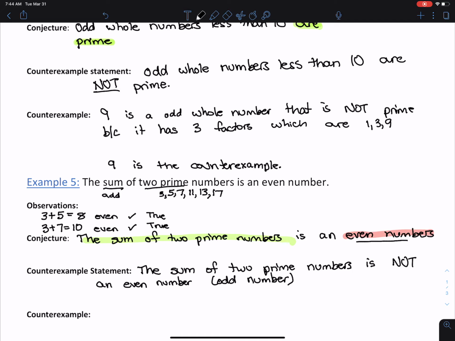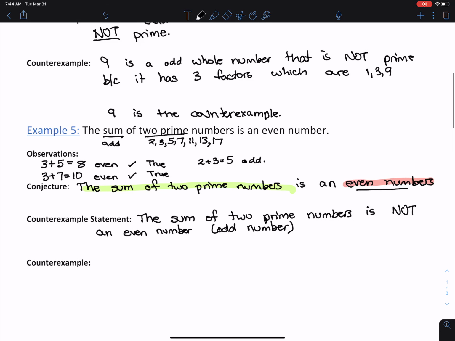So let's take, for example, also I missed a prime number. 2 is a prime number because 1 times 2 is 2. So if I take the prime number 2 plus the prime number 3, I get the answer 5, which is not even, it's actually odd. So that's going to be my counterexample. So 2 plus 3 equals 5 is odd. This is my counterexample.